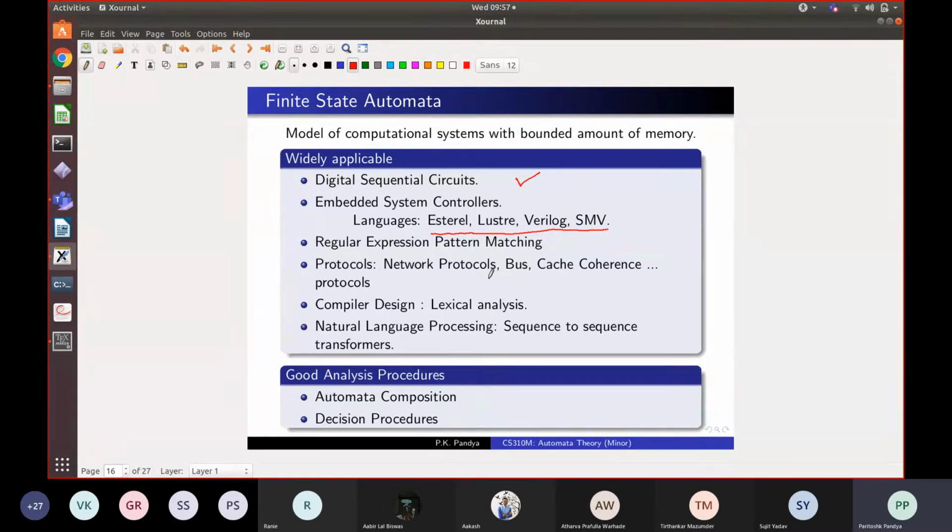Protocols, such as network protocols or bus protocols or cache coherence protocols. We model the working of these protocols using finite state automata. In compilers, in lexical analysis, they are used. In natural language processing, when you transform one sequence to another sequence, for example, an English sentence into a German sentence, you will typically build some sort of automata with some probabilities or some weights. And so, there is diverse application of this theory of finite state automata.